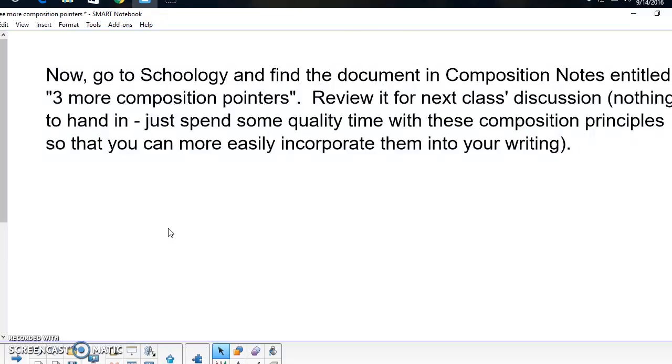You're spending time, investing your quality time with composition principles, learning them so that you can more easily incorporate them into your writing, and we don't have to keep going back over the same stuff over and over and over again. So maybe spend more than one sitting with the document, 3 composition pointers, and be ready to discuss it when I see you, our class after the Anglo-Saxon assessment.